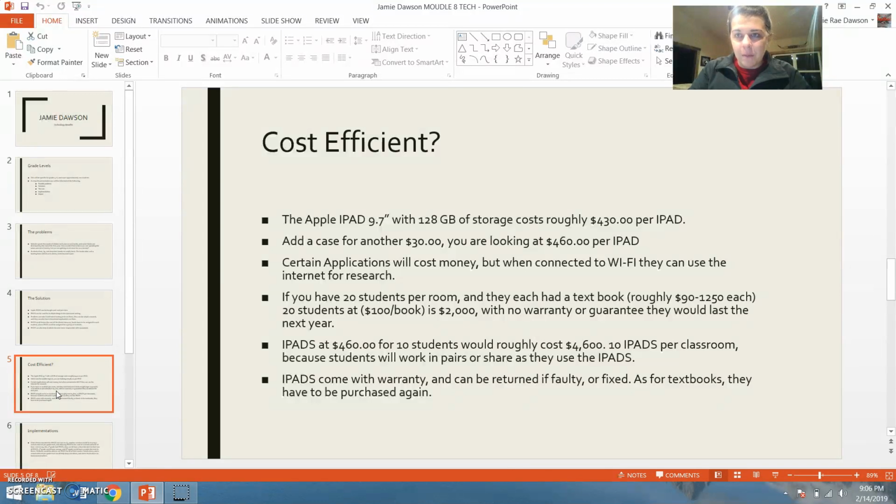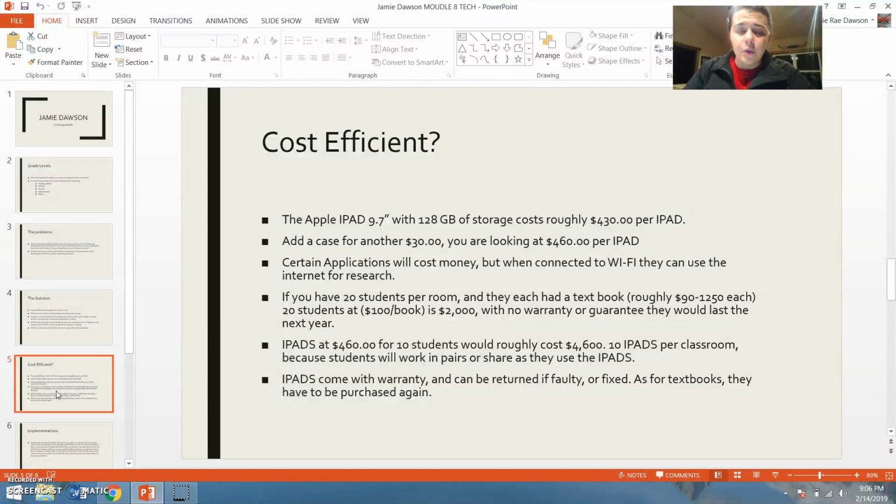You won't have to worry about music on there. So you're going to have a lot of storage that is open. And they're going to cost around $430 per iPad. If you want to add a case to it, add $30, you're looking at $460 per iPad.